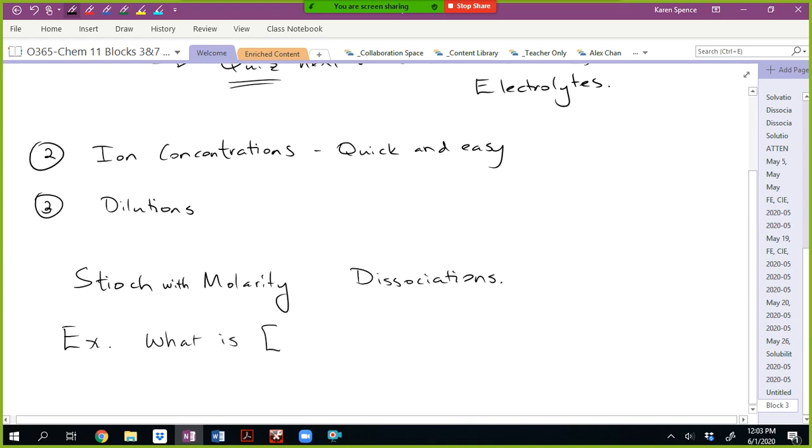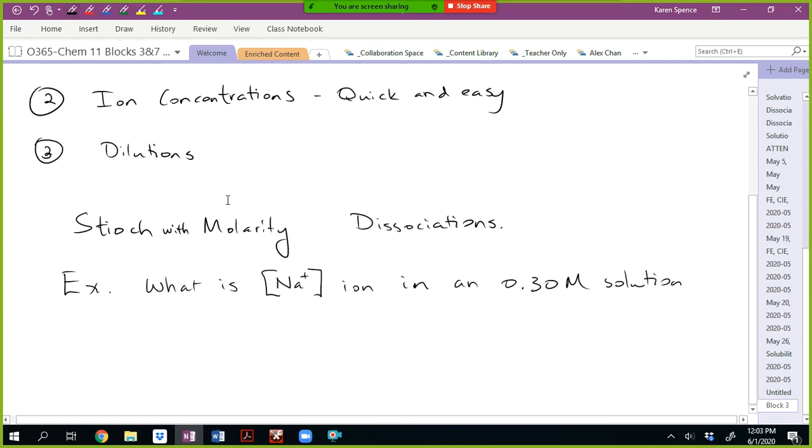What is the concentration of sodium ion in a 0.30 molar solution of Na3PO4?